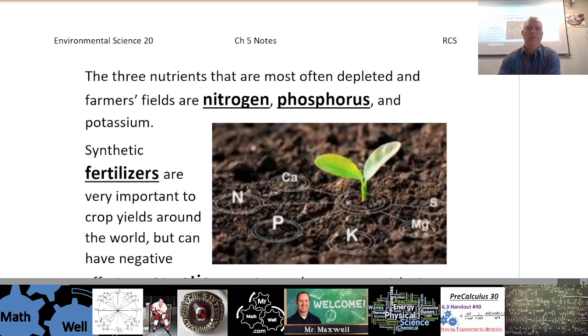The three nutrients that are most often depleted in farmers' fields are nitrogen, phosphorus, and potassium. Okay. Now, do you see these chemical formulas here? These are formulas for elements. Do you know which one is nitrogen? Any guesses? N, right here. Which one is phosphorus? P is phosphorus. Which one is potassium? K. It is K. Very good. Do you know what Latin term K is derived from? Why potassium is a K?